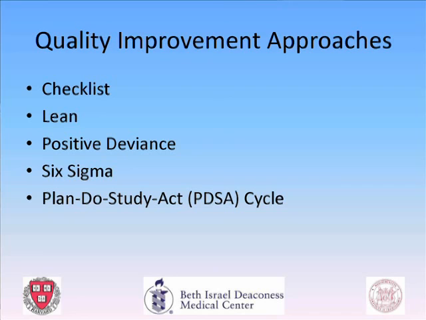Over this semester, you're going to hear different quality improvement approaches. You're going to hear about checklists. You're going to hear about the Lean or the Toyota production system as applied to healthcare. You will hear about positive deviance. You will hear about Six Sigma. And you will hear about the Plan, Do, Study, Act cycle from the Institute for Healthcare Improvement.